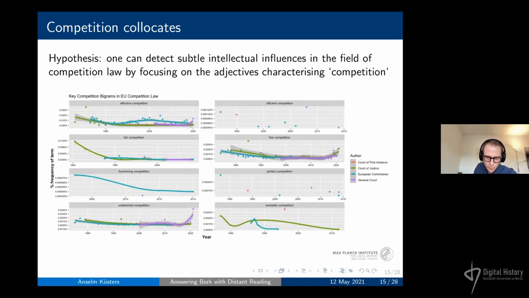So when looking at this figure, there are four points that are noteworthy. First, you see 8 bigrams, but actually I searched for 11. So this means some bigrams do not appear at all. And these are very ordoliberal bigrams that are associated with the German discourse. So this might be because I used the English language versions of the corpus, but it's already an interesting result that some of these important bigrams do not appear at all.